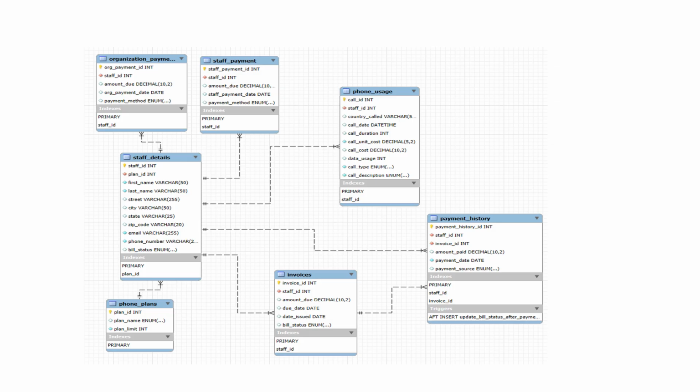And then when we look at the staff details and phone plans table, each staff member is subscribed to one phone plan, and so we have a one-to-one relationship. Then for the staff details and staff payment, for this relationship, one staff member can have multiple personal payments, and that's a one-to-many relationship, and so on and so forth.